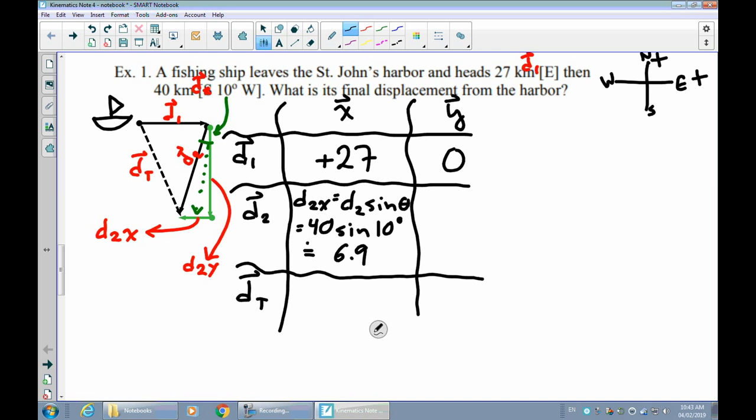On the other side of things, if I want to find D2y, well, now I know it's going to be D2 times the cos of theta. And I can check that that would be cos theta because now I'm looking for the y component, and the y component is adjacent to the angle that I was given. And out of sine and cos, the one that uses adjacent is cos. So now I take my 40, I multiply by cos of 10 degrees, and I get approximately 39.4.